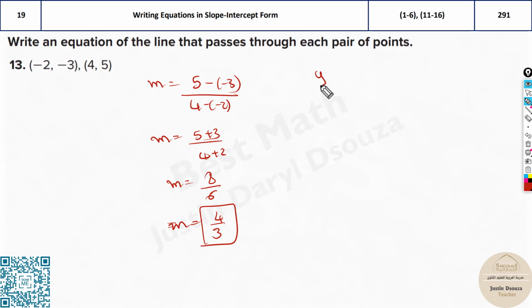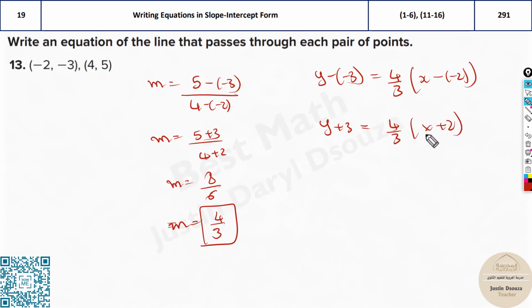Now here, let's directly put it in the point-slope form. Y minus of minus 3. Even you can substitute the right side values. It's the same thing. Answer will be the same. But I just go with the first point itself. Y minus of minus 3 will be equal to m, which is 4/3, of x minus of minus 2. Now here it will be y plus 3, that is equal to 4 by 3 of x plus 2. Now it will be 4/3 of x plus 8 by 3. Why? Because 4 times 2 is 8 divided by 3.